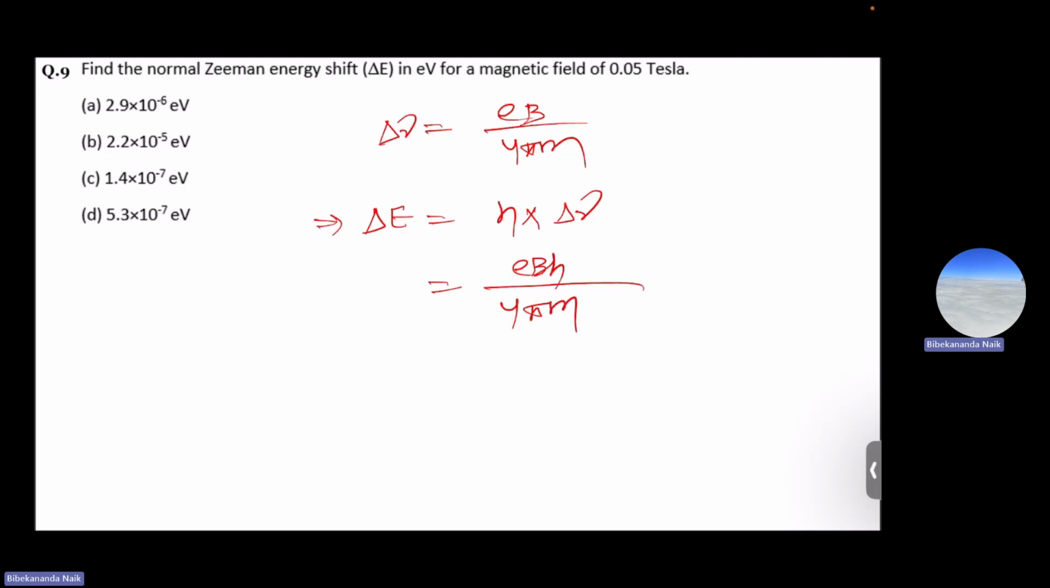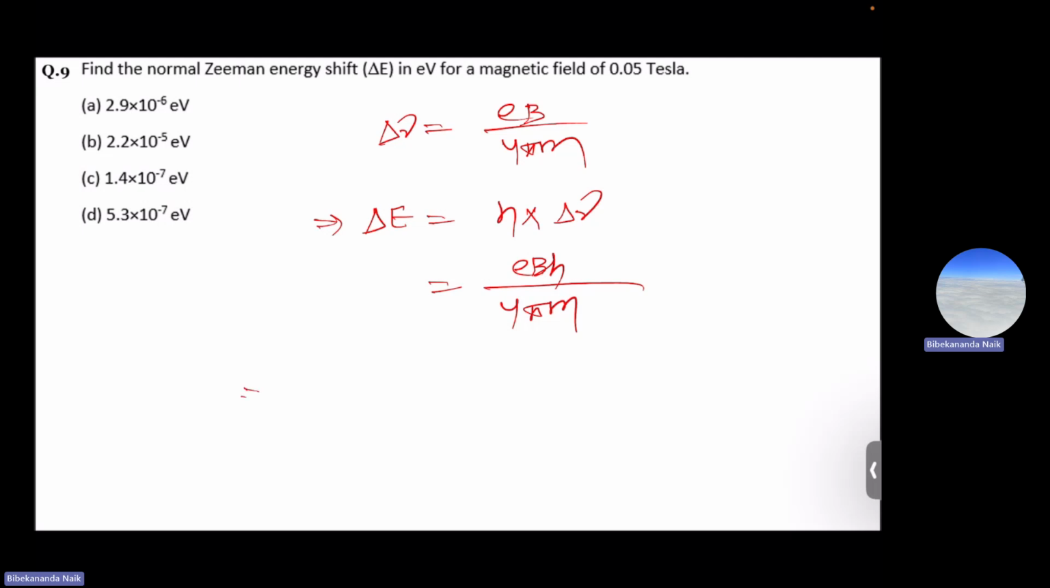The options are given: option A, 2.9 into 10 to the power minus 6 electron volt. Option B, 2.2 into 10 to the power minus 5 electron volt. Option C, 1.4 into 10 to the power minus 7 electron volt. And option D, 5.3 into 10 to the power minus 7 electron volt.